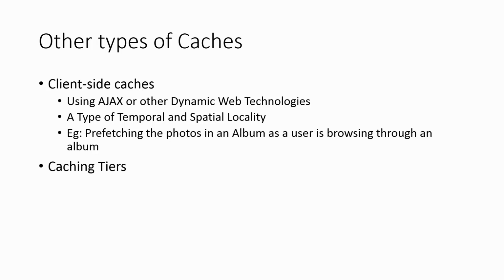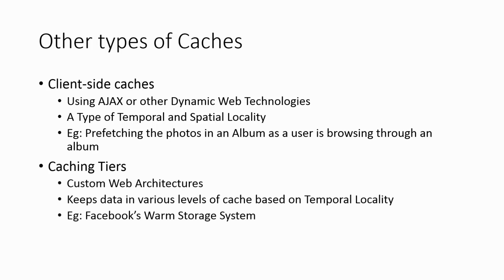And then there's the idea of caching tiers. So there are more complex custom web architectures that are available. And the idea here is, well, you design a complicated caching tier architecture and you can keep data in various levels of cache based on temporal locality, moving data between storage devices as they get more popular or more stale. So a good example and a good paper to read if you're interested is something called the Facebook warm storage system. So as new media such as photos and video get published, especially by people like celebrities, it's available on a higher state of cache.